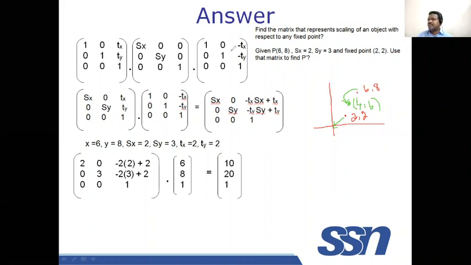This subtraction is given by this matrix. Though we are doing it first, the order has to be written in reverse order. Therefore, the matrix corresponding to this is written here. Once this point is brought here, at 4, 6 with respect to origin, we can do scaling that is given by this standard matrix.